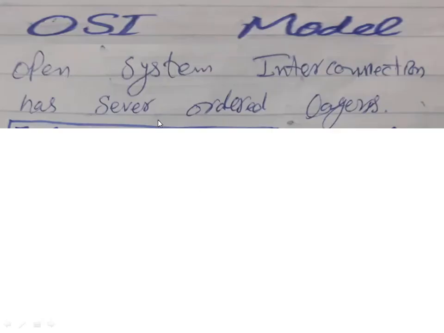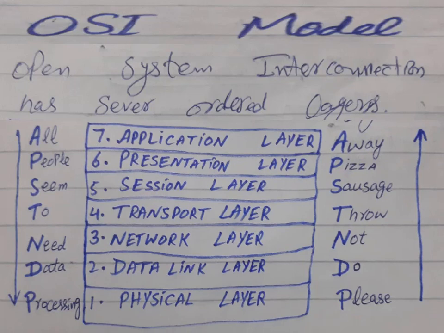The first one is the OSI model. It's Open System Interconnection and it has 7 ordered layers which are organized and cannot be shuffled. It is a layer based model. So here we will talk about layers. The first one is physical layer, data link layer, network layer, transport layer, session layer, presentation layer and application layer.